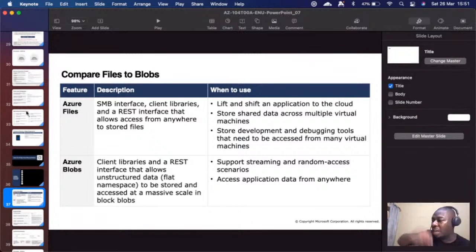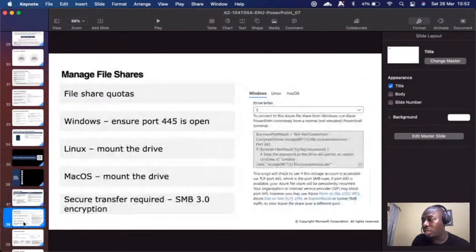When do you use Azure Blobs, and what are Azure Blobs? Azure Blobs are basically client libraries and a REST interface that allow unstructured data, in a flat namespace, to be stored and accessed at a massive scale in block blobs. So you might be wondering, when do you make use of Azure Blobs? You make use of them to support streaming and random access scenarios, and also to access application data from anywhere. Let's proceed.